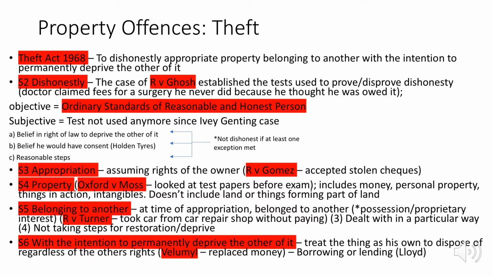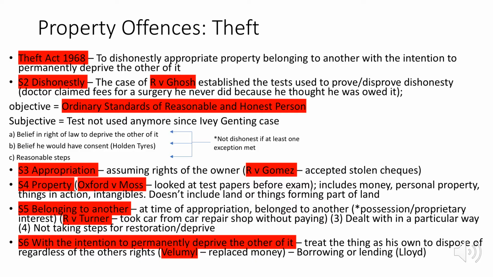Section 3, kind of a test 2, is appropriation. So assuming rights of the owner, which was shown in R v Gomez with the shop cashier who accepted stolen cheques. You've also got section 4, which was property. This was shown in Oxford v Moss, who looked at test papers before the exam. So property includes money, personal property, things in action, intangibles. It doesn't include land or things forming part of land.